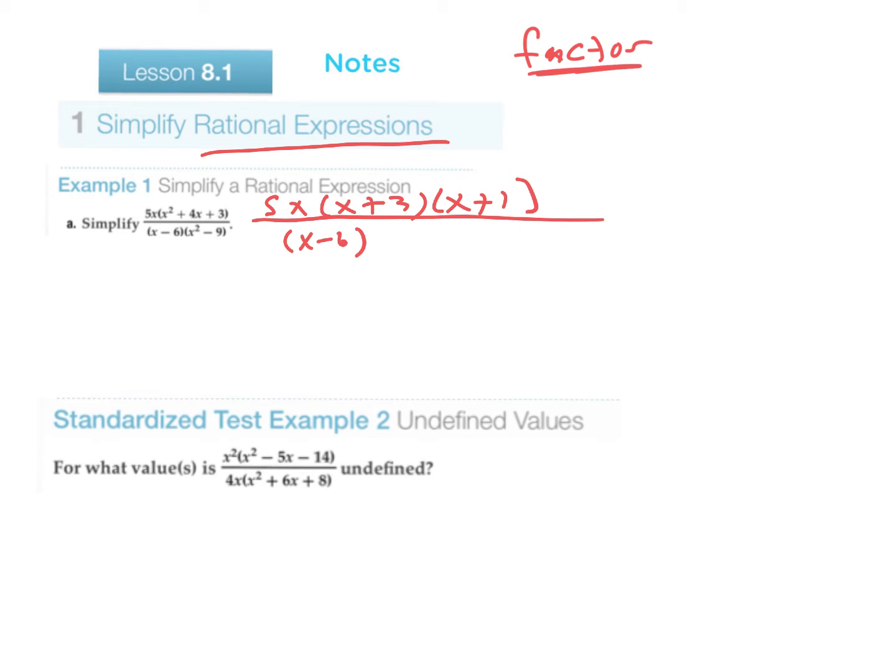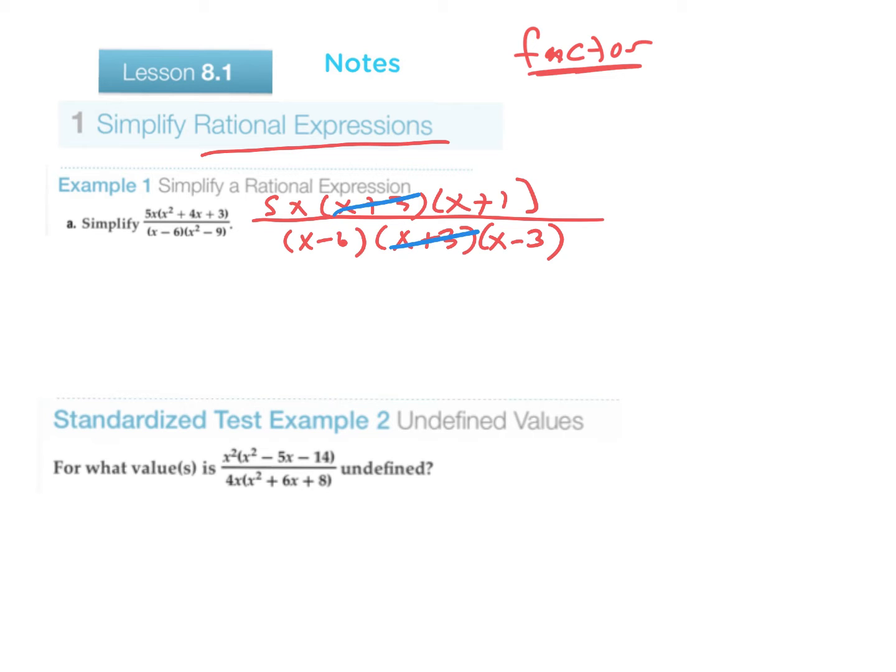The next thing is x squared minus 9. Well, x squared minus 9 is x plus 3 and x minus 3. That's the difference of squares. Once I have it all factored, you're going to look on the top and the bottom of the fraction and cancel anything that is the same. So if I look at x plus 3, that cancels because it's the same.